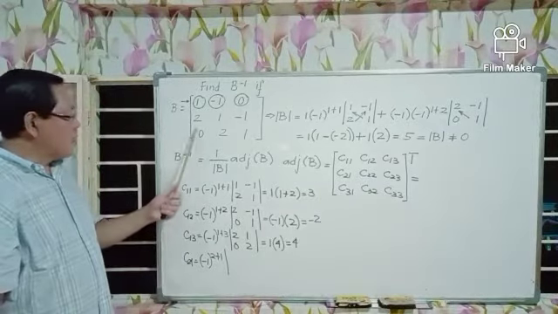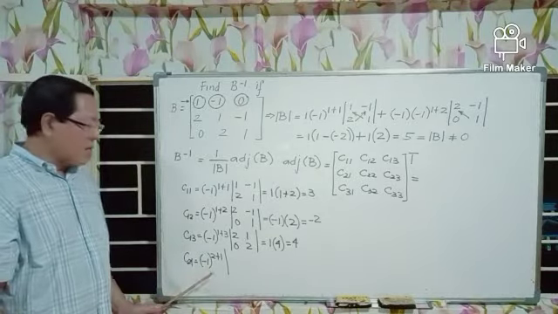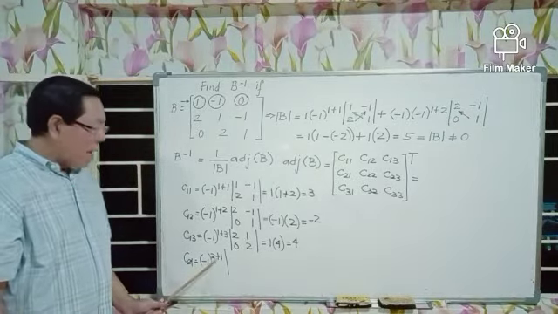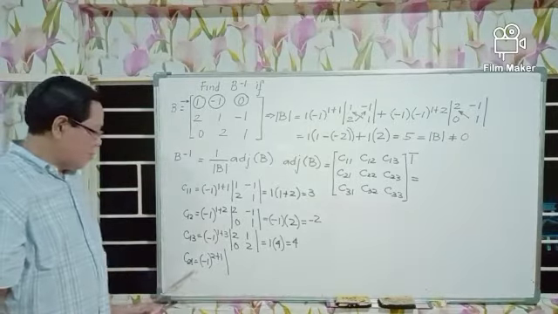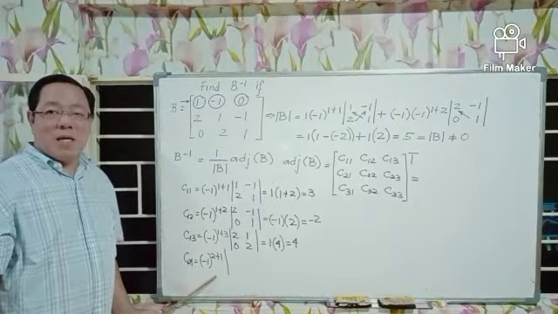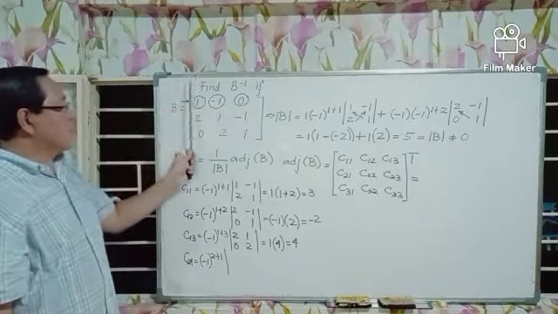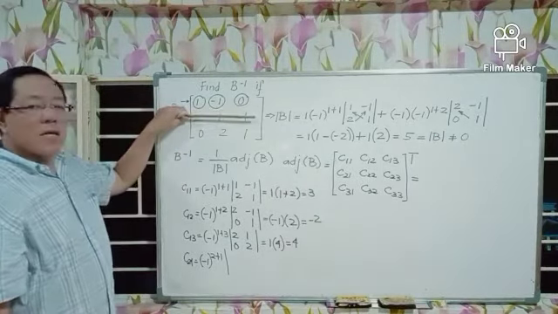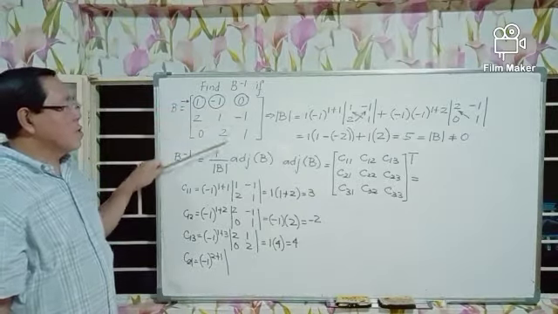The cofactor of 2 denoted by C sub 21 is given by negative 1 raised to the sum of the row number and the column number of 2, which are 2 and 1. And we multiply this by the determinant that remains after deleting the second row and first column. Delete the second row and first column, and the remaining entries are negative 1, 0, 2, 1.